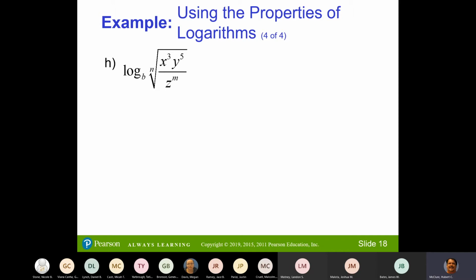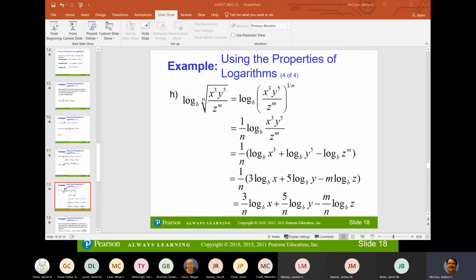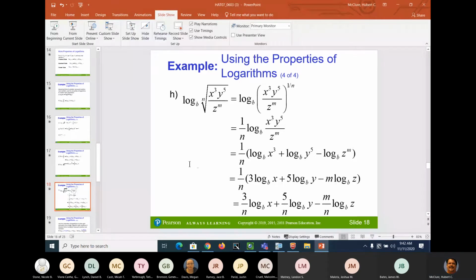Oh, Lord. Log base b of the nth root, excuse me, of x to the third, y to the fifth, over z to the m. So here is our problem.